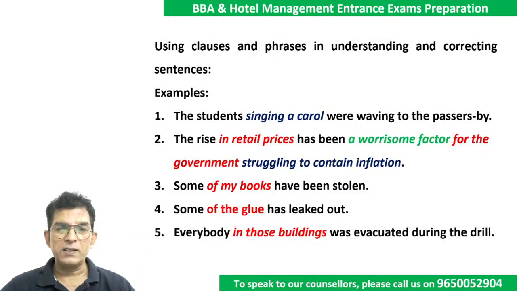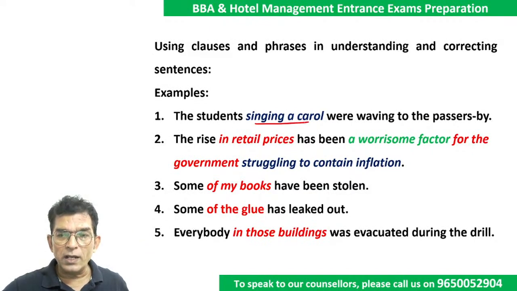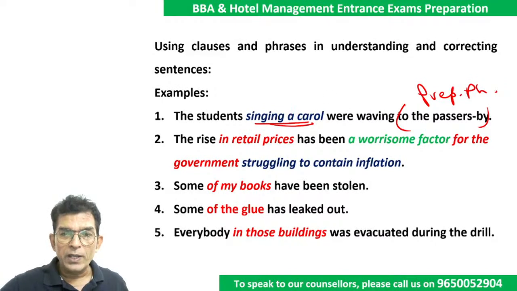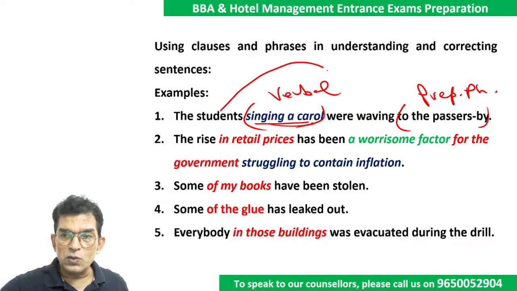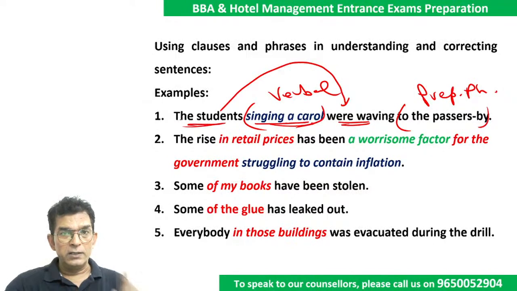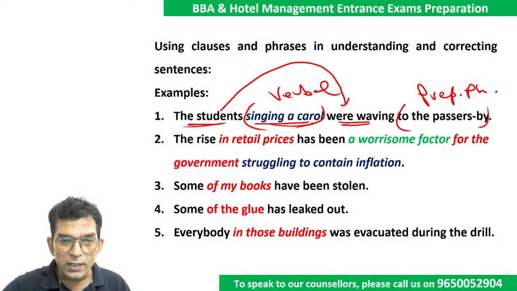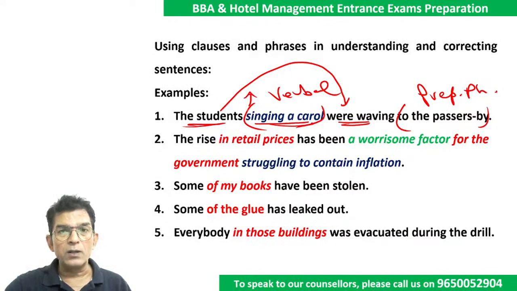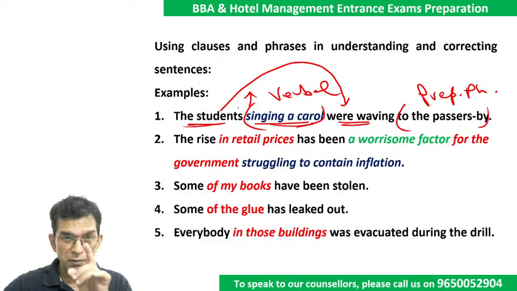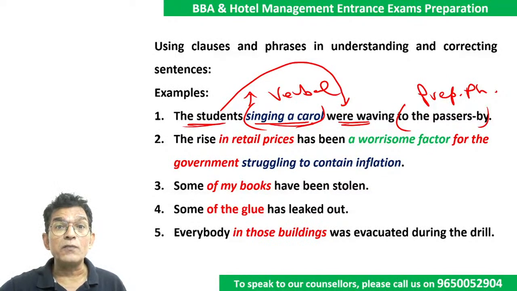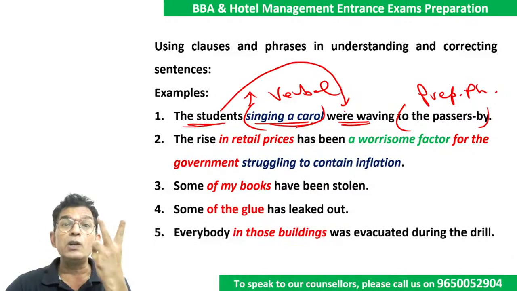You see, the students singing a carol were waving to the passers-by. Now, to the passers-by is a prepositional phrase. Singing a carol is a verbal phrase. And the students were waving is a clause. I said at least one clause must be there. There is one clause. Singing a carol does not show tense because there is no helping verb here. Therefore, singing a carol is a verbal phrase, and to the passers-by is a prepositional phrase. So this sentence has one clause and 2 phrases.